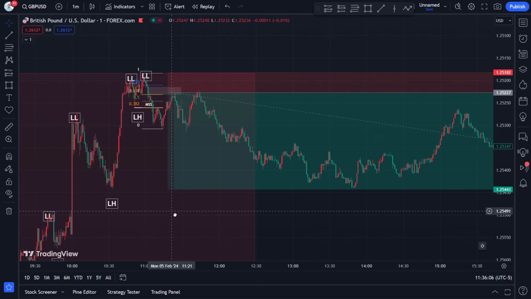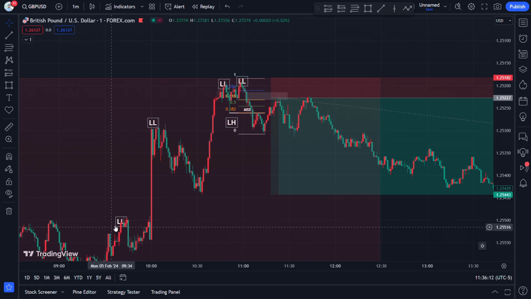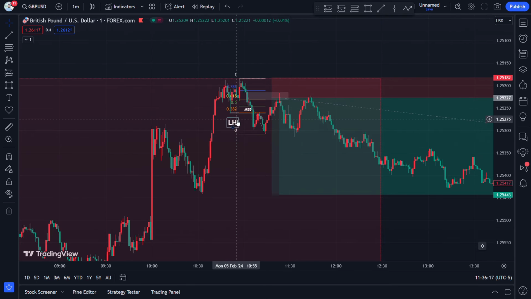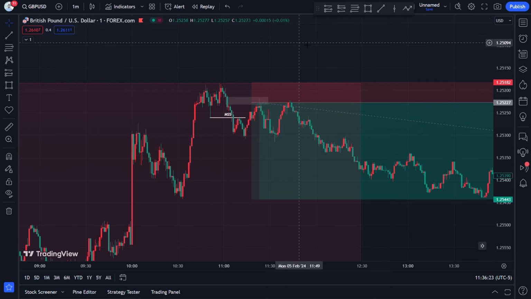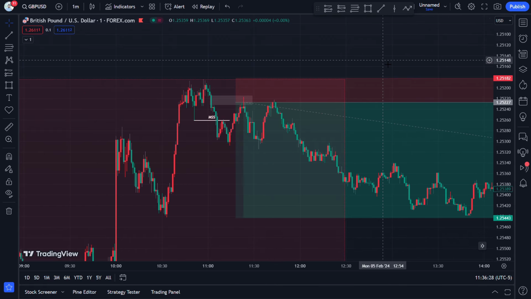As you can see right over here, just ignore these. It's going to be a little different on the real chart, but I'm just going to be telling you how you can enter into the trade. The price is going to be creating higher highs, higher lows, higher high, higher low, and then another higher high. And then when the market structure shift has happened, as you can see right over here, this was another higher low, and this was a higher high.